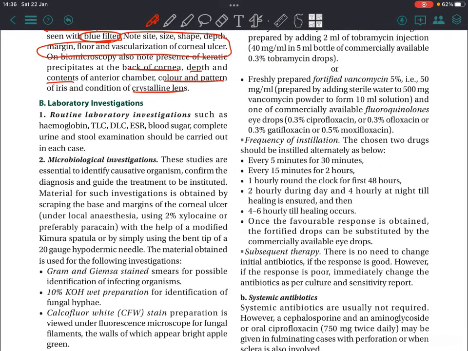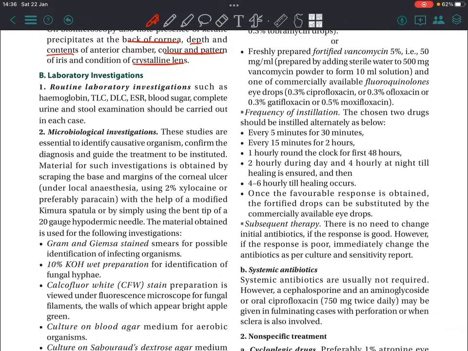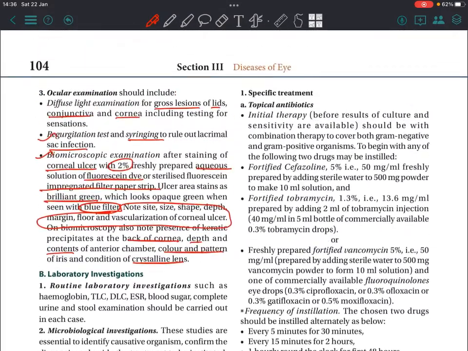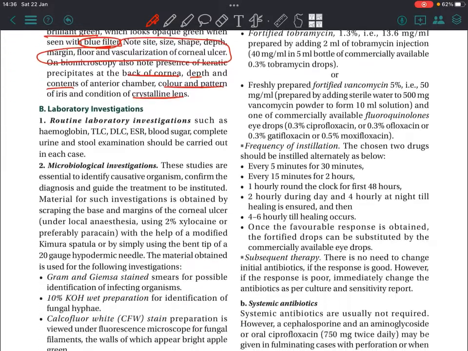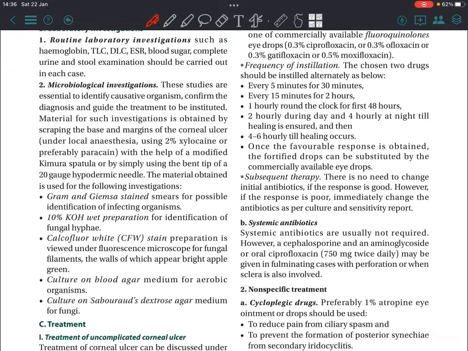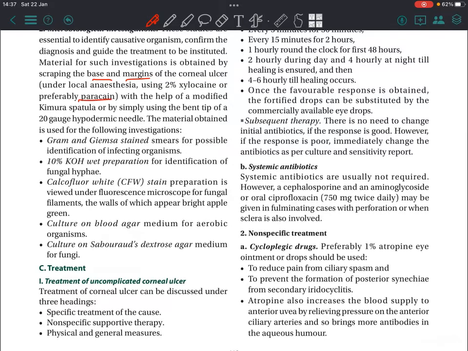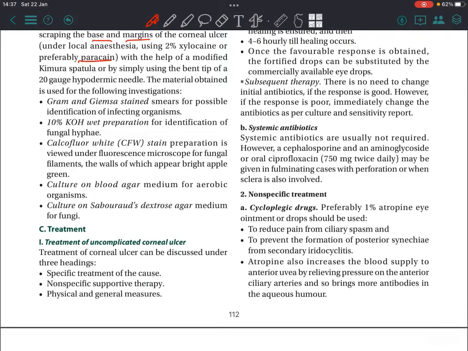Routine laboratory investigations: hemoglobin, TLC, DLC, ESR, blood sugar, etc. Microbiological investigation. These include studies to confirm the etiological cause of the infection. Material for such investigation is obtained by scraping the base and margin of the corneal ulcer under local anesthesia using 2% xylocaine or preferably paracaine, with a modified Kimura spatula.